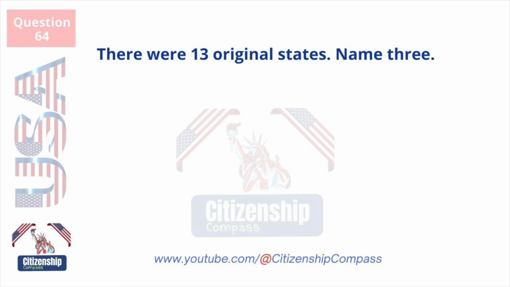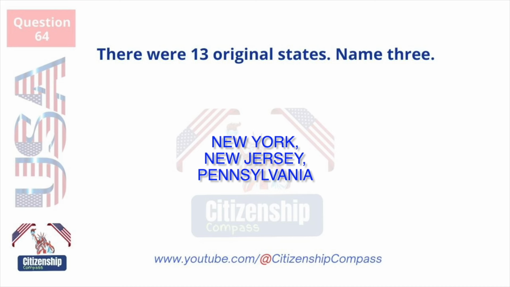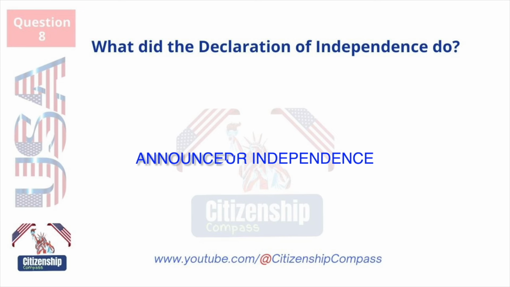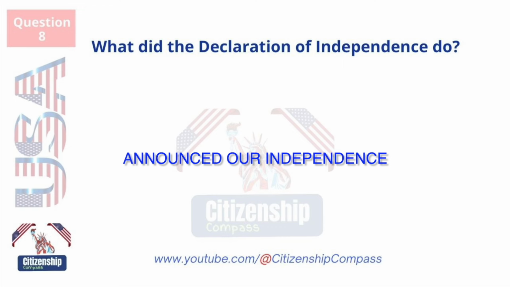There were 13 original states. Name 3. New York, New Jersey, and Pennsylvania. What did the Declaration of Independence do? Announced our independence from Great Britain.